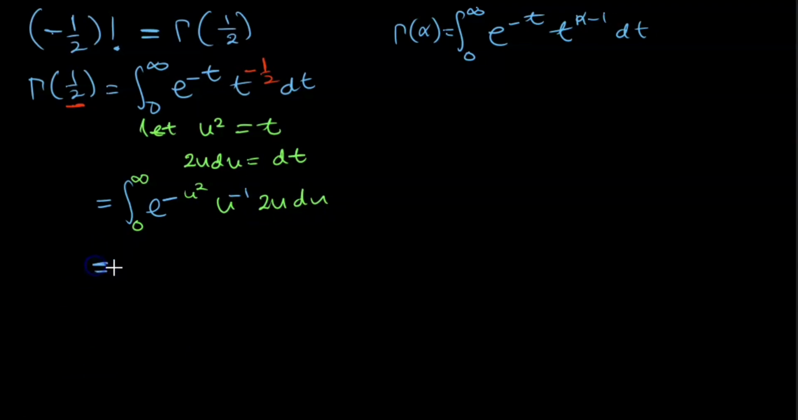This will become, well, we're going to pull out this constant multiple. That's a constant factor. Then notice that u and u to the power of negative 1/2 will cancel each other out. We'll be left with this du. Okay. Well, can you recognize this integral? This right here is the Gaussian integral, 2 times the integral from 0 to infinity. This is the Gaussian integral.